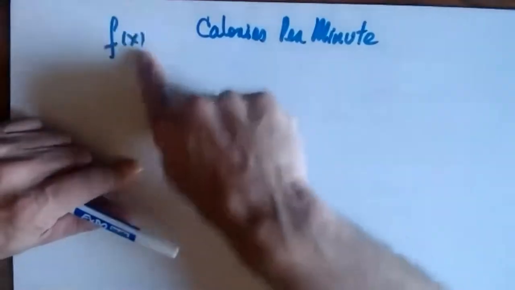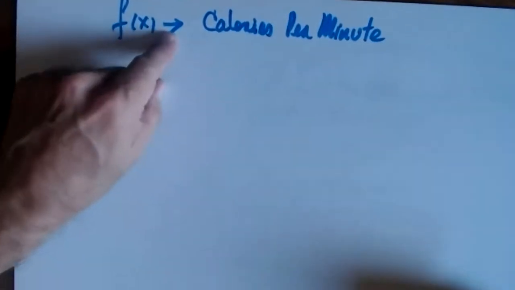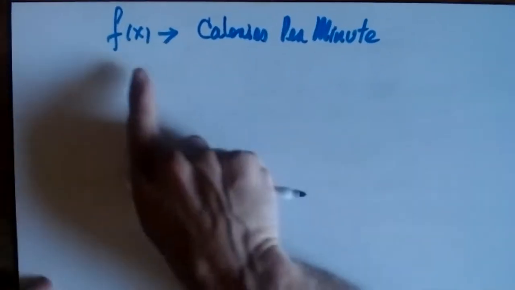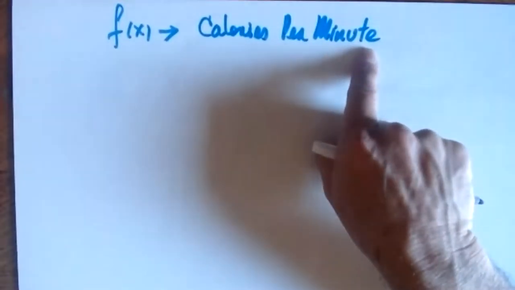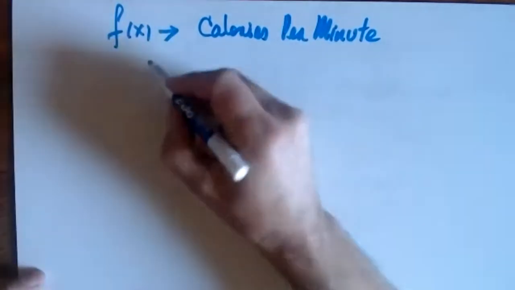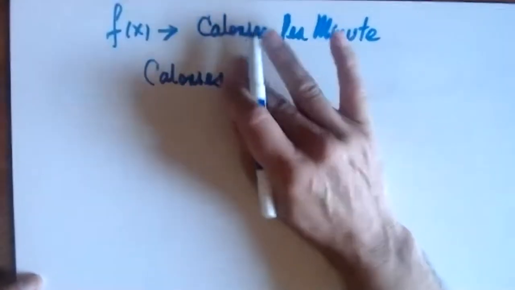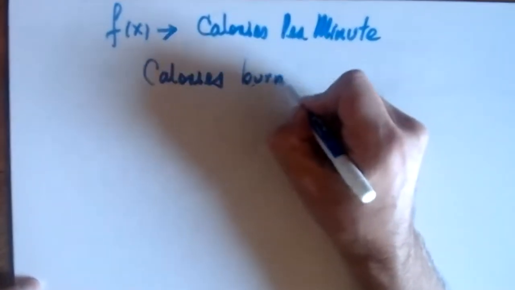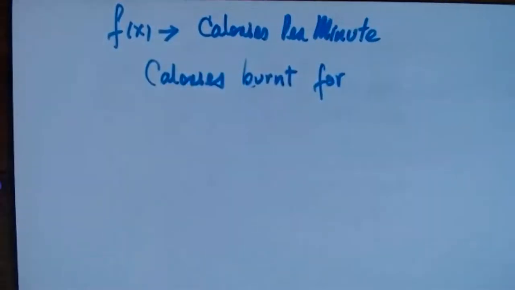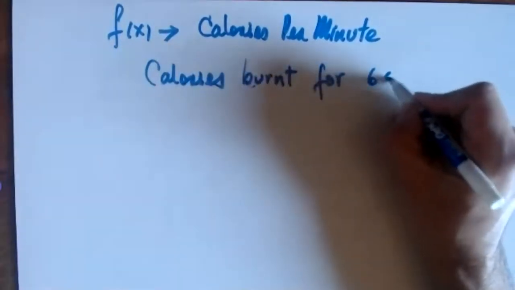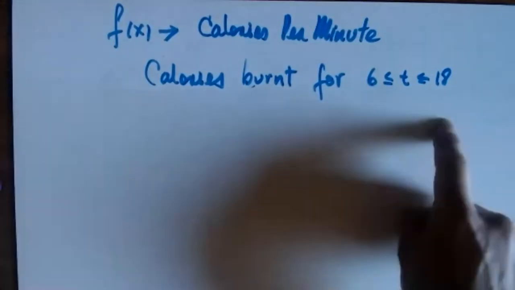So remember, engineers, that units are important for you. So let's do a dimensional analysis, correct? Dimensional analysis means this one. F of x is calories per minute, correct? The integral is calories. Calories per minute. So they want calories burned for, what is 6 to 18, correct? This is what you want to know.